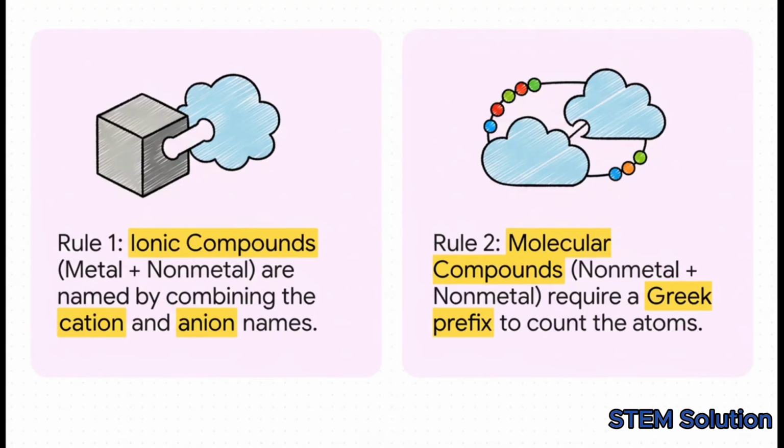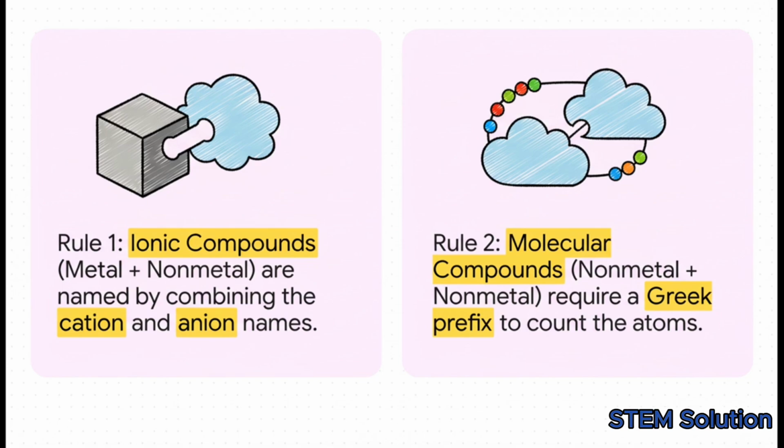So there are really two main grammar rules you gotta know. The first is for ionic compounds. That's when you have a metal and a nonmetal coming together. For these, you literally just smash the two ion names together. So Na+ and Cl- becomes sodium chloride. Super easy. But for molecular compounds, that's when you have two nonmetals, things get a little different.